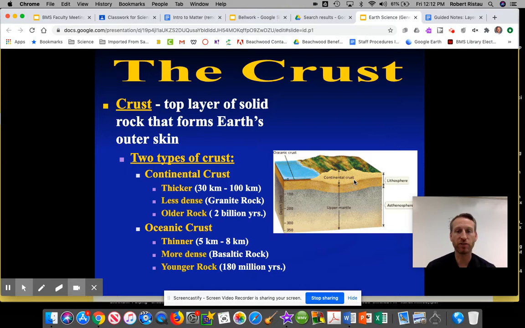All right, that's the crust. The least dense of all the layers, but there's two types, continental and oceanic. You need to know those two layers, and you need to know the differences.